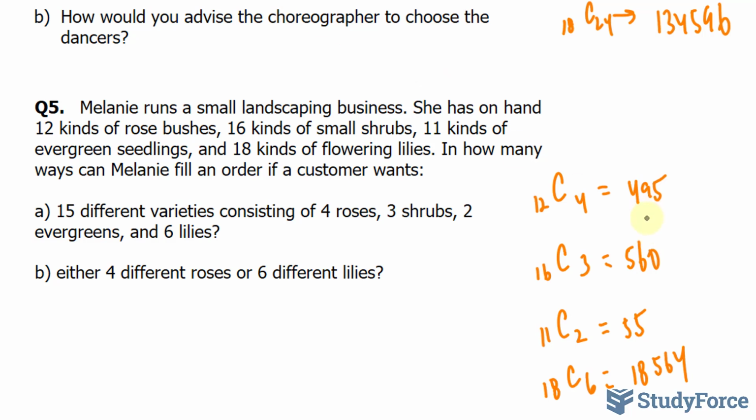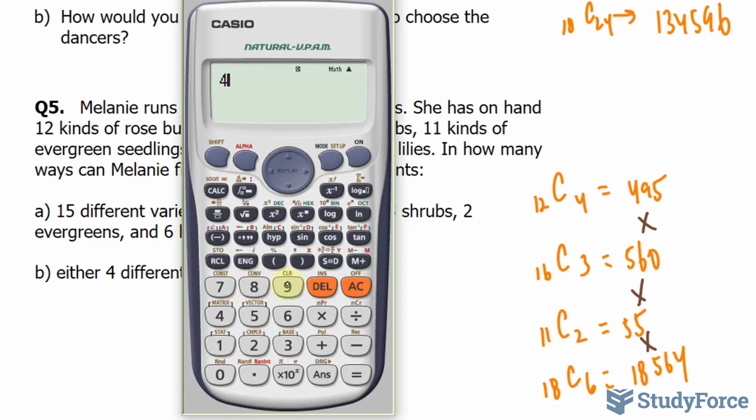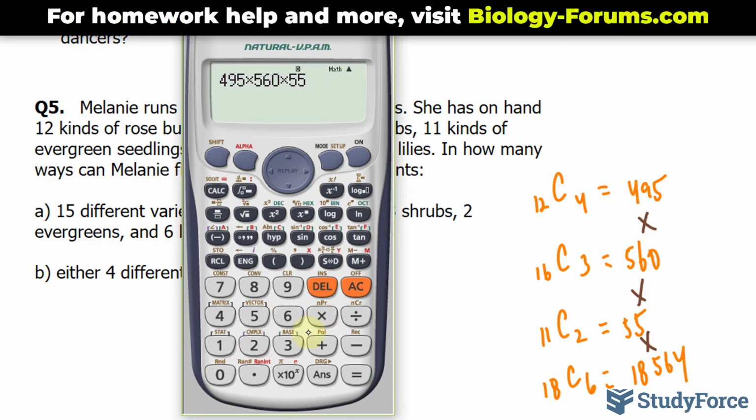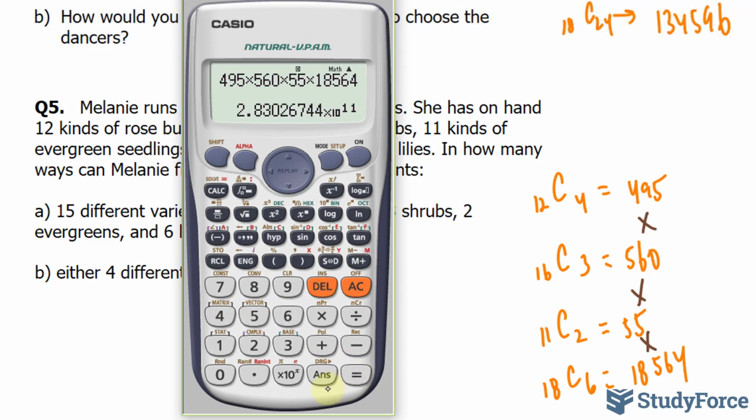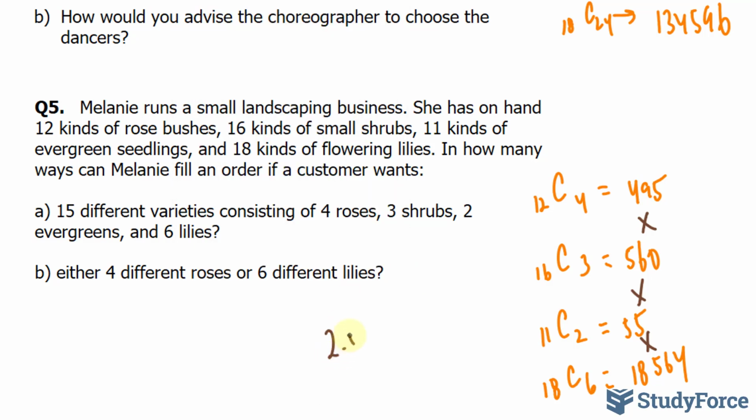Technically, we would have to multiply this number to this number to this number, and then to that number. If we do that, we'll end up with 495 times 560 times 55 times 18,564. 2.8 times 10 to the power of 11 combinations. 2.8 times 10 to the power of 11 ways of choosing the plants for her customers.